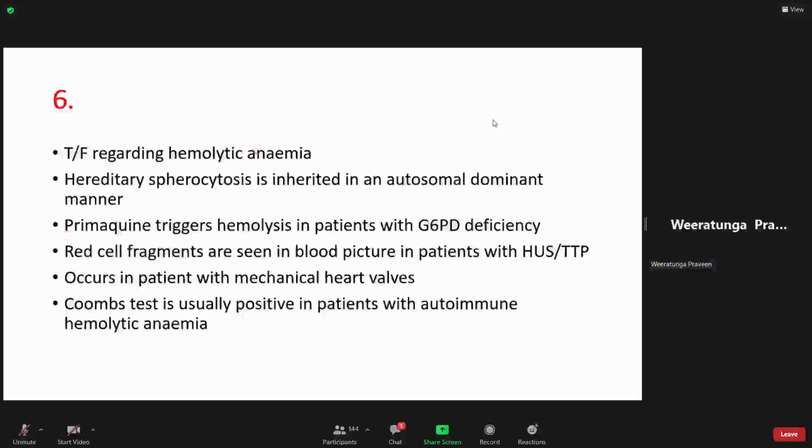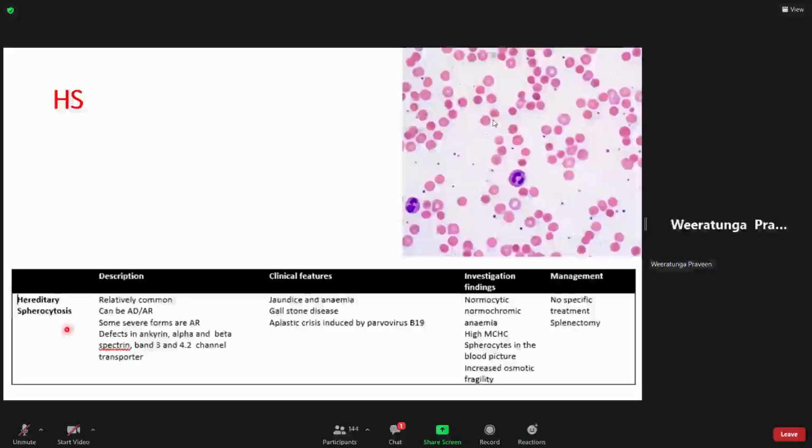So this is just an overview of the causes of hemolytic anemia. Any questions up to now? Jaundice, you can't use to differentiate between intravascular and extravascular hemolysis. That doesn't work that way.